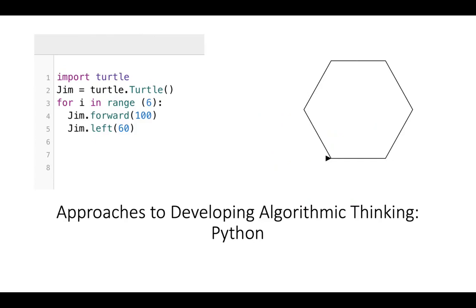From robot-based coding to block-based coding, we then move to text-based coding. Here we have a bit of Python code that allows us to create a hexagon. We can see that we've defined the drawing module, which is called a turtle, as Jim. And we've said that for everything in the range, for the next 6 iterations, we want Jim to go forward 100 spaces and then turn left 60 degrees. We want it to happen 6 times.